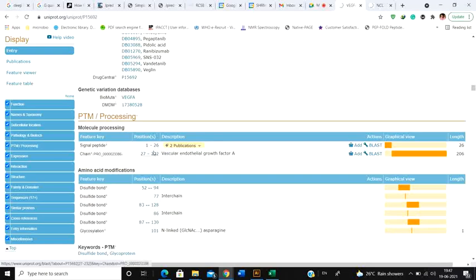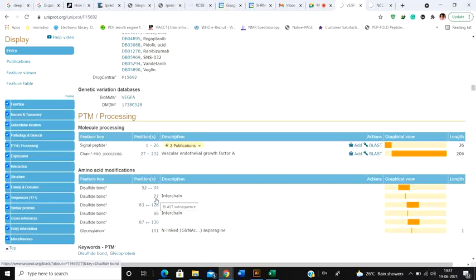And what are the other modifications? It actually has several disulfide bonds. Between the 52nd and 94th amino acid, they are connected by a disulfide bond, so it is an intra-chain disulfide bond. Whereas the cysteine at the 77th position takes part in an interchain bond.